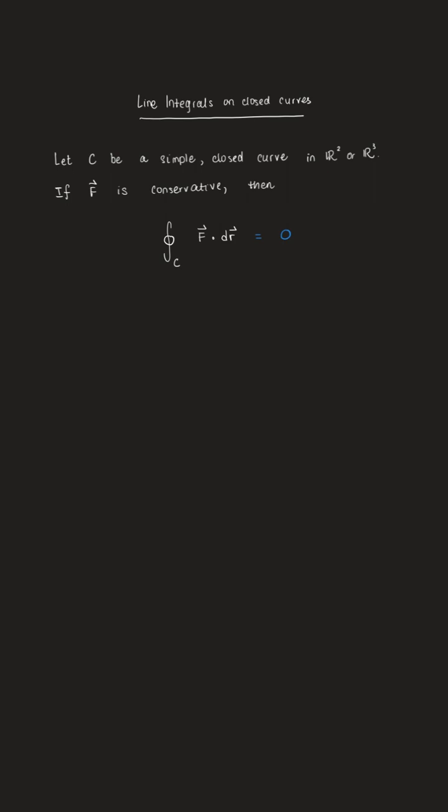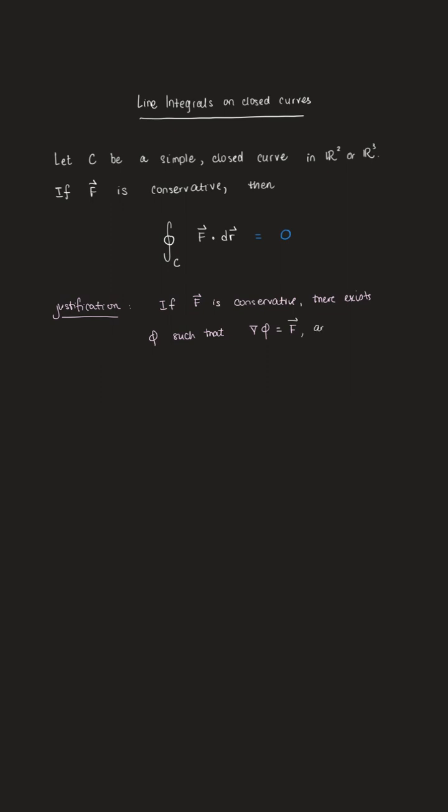So let's justify this. I'm just going to explain a little bit of why this has to be true by applying the fundamental theorem of line integrals. So our justification here is, if F is conservative, then we know that there is some function phi such that the gradient of phi is equal to this vector field.